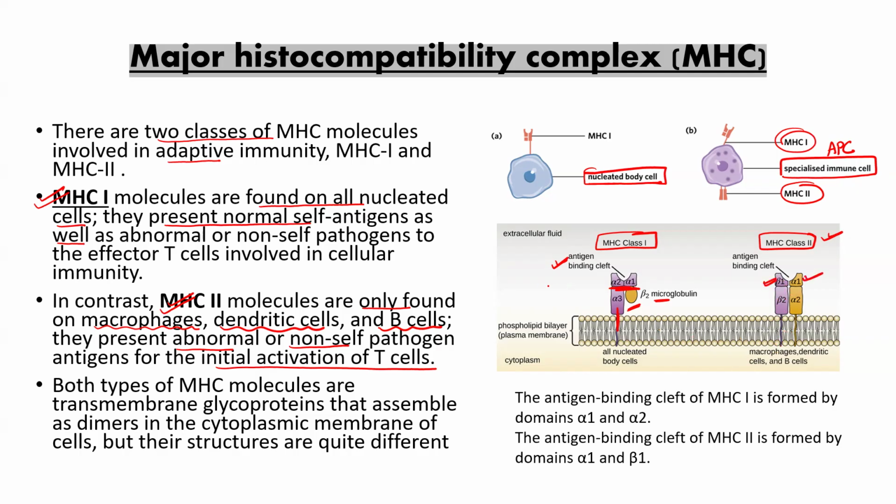In MHC1, how many types of alpha are there? Three types: 1, 2, and 3. Who makes the continuity? Continuity is by 2 and 3. But who makes the antigen binding site? That is by 1 and 2. And in MHC2, alpha 1 and beta 1 make the antigen binding cleft, but alpha 2 and beta 2 are connected to the cell membrane, and these are present on macrophages, dendritic cells, and B cells.